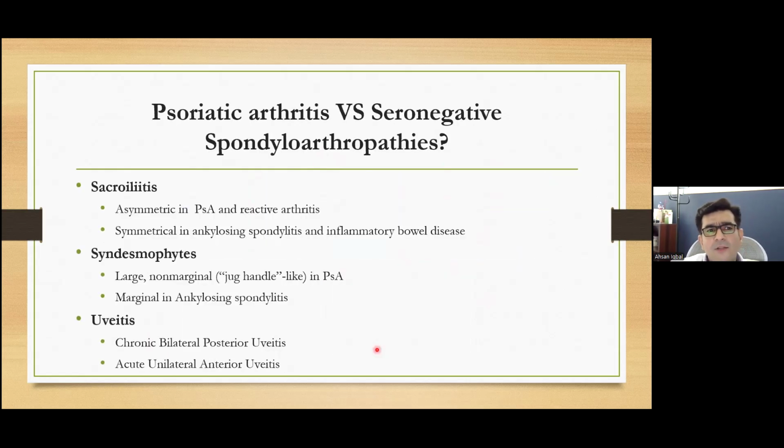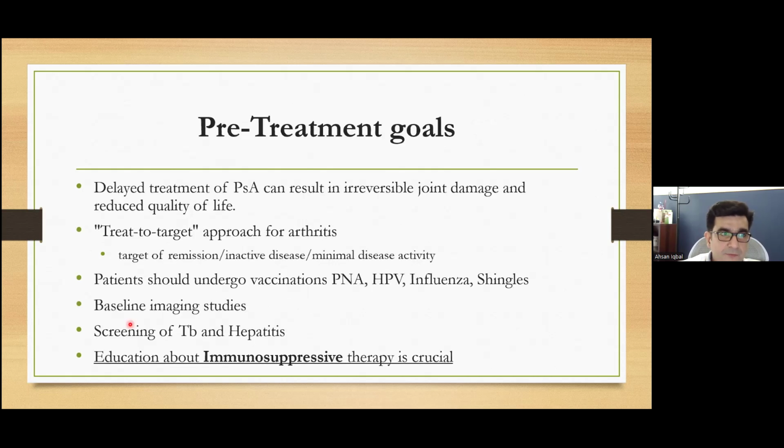Now, psoriatic arthritis versus seronegative spondyloarthropathies. Now, it's a big mouthful. What I'm trying to get to is patients have other spondyloarthropathy features presenting with psoriatic arthritis as well. For example, they'll have sacroiliitis, which is oftentimes seen in patients with ankylosing spondylitis. They'll have syndesmophytes, which is also seen in ankylosing spondylitis. They'll have uveitis, which is oftentimes seen in ankylosing spondylitis. The difference is in psoriatic arthritis, it's usually chronic bilateral posterior uveitis, and in ankylosing spondylitis it's usually acute unilateral anterior uveitis.